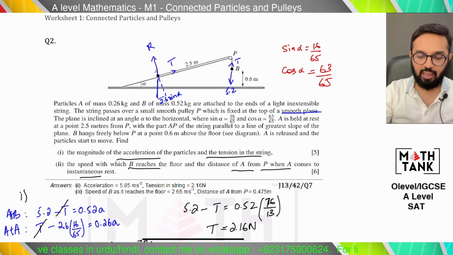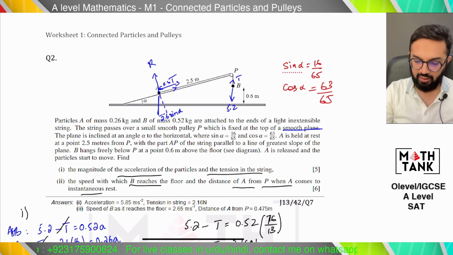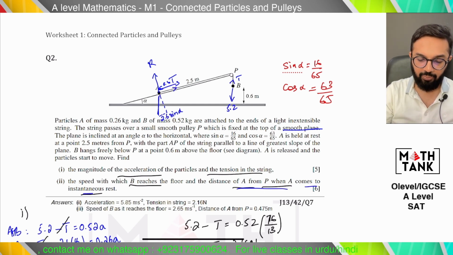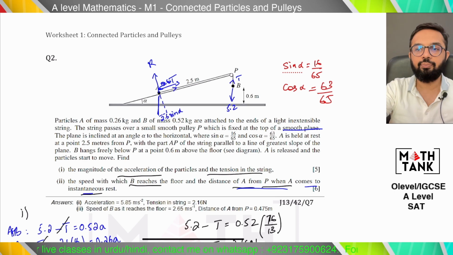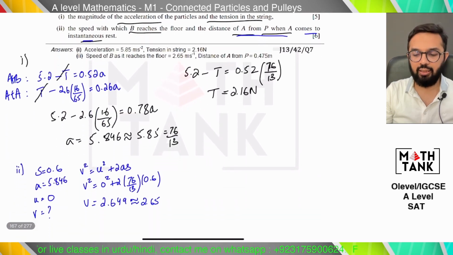Okay, how much has A moved forward? It has moved forward a distance of 0.6. How far is it away from the pulley? And the distance of A from P when A comes to instantaneous rest. It's already moved 0.6. I want to find out how much further A will move forward when it comes to instantaneous rest.